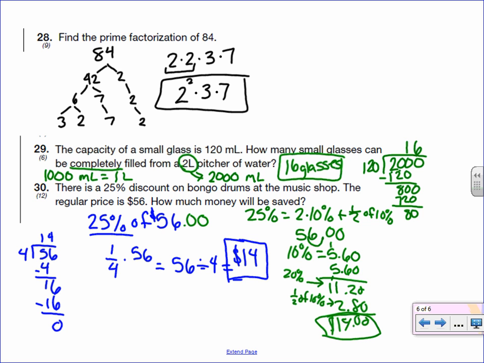So 11.20 is 20%, 2.80 is 5% or half of the 10%. So $14 is the total amount saved.